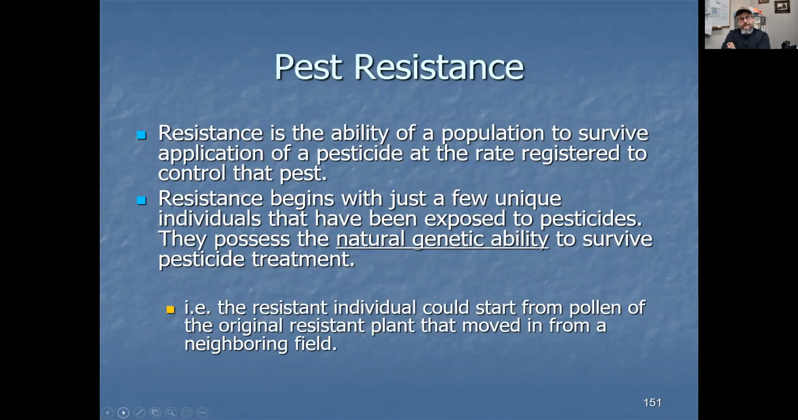Pest resistance. Resistance is the ability of a population to survive application of a pesticide at the rate registered to control that pest.